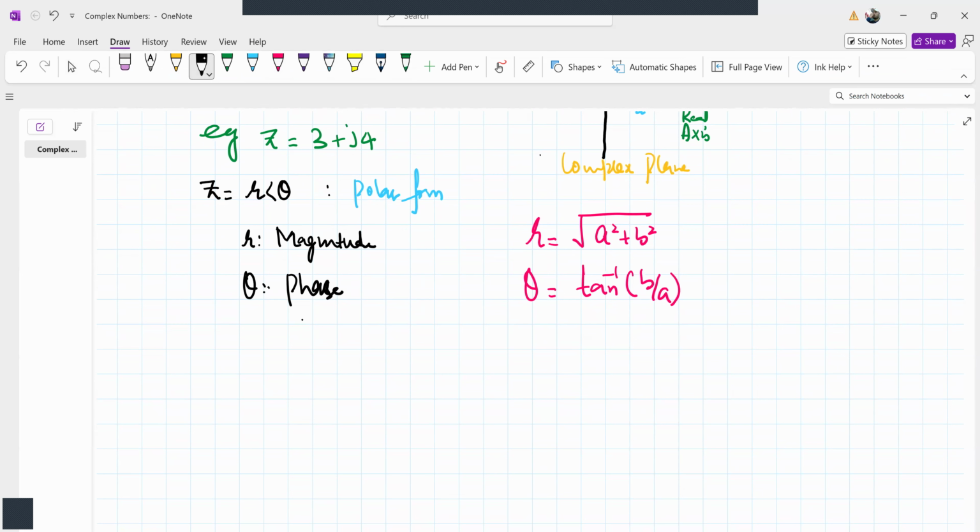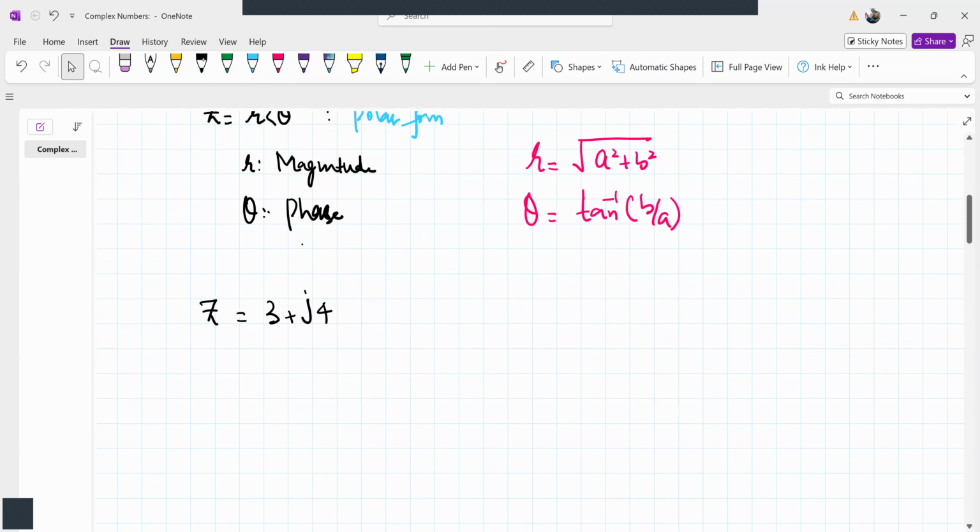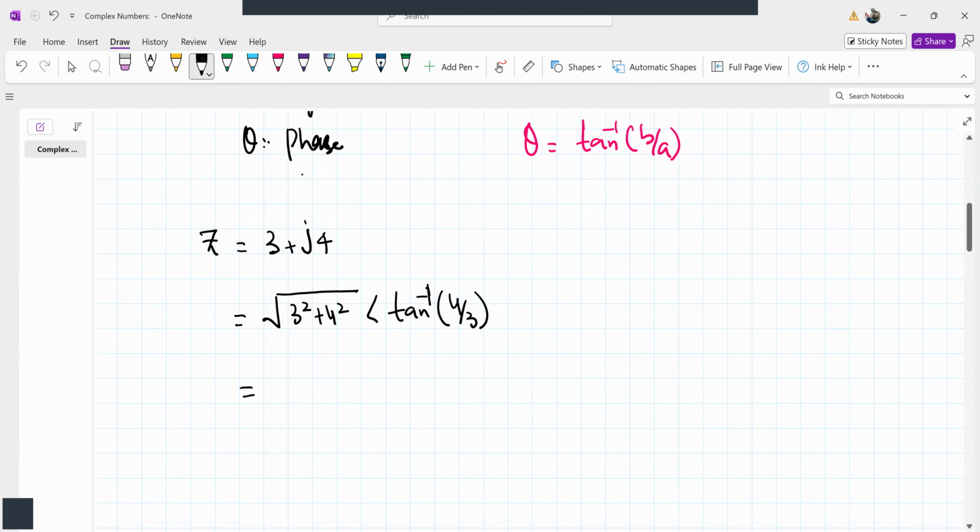So how do we convert a rectangular form? For example, this complex number, that is z is 3 plus 4j. How do we convert it into polar form? We can convert it simply. We can write it as under root of 3 square plus 4 square at an angle of tan inverse 4 by 3. Now 3 square plus 4 square is 25, and under root of 25 is simply 5. So we can write it as 5 at an angle of tan inverse 4 by 3, which is 53.13 degrees. Please verify these. So we can convert this rectangular form to the polar form.